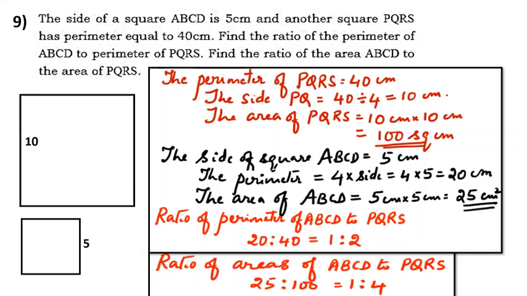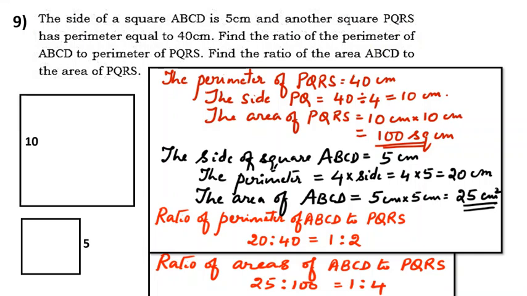But they didn't give what is the side. We can find, no, when perimeter is 40. What is the side? It is 10 centimeter. Yes. So I have written that near the picture. 10 centimeter is side. Now our job is find the ratio of the perimeter of ABCD to perimeter of PQRS.